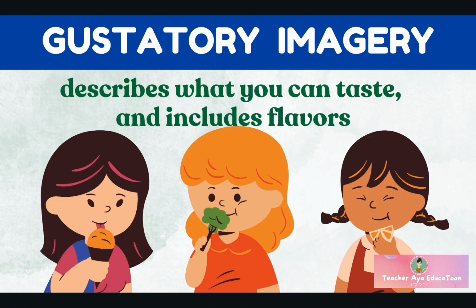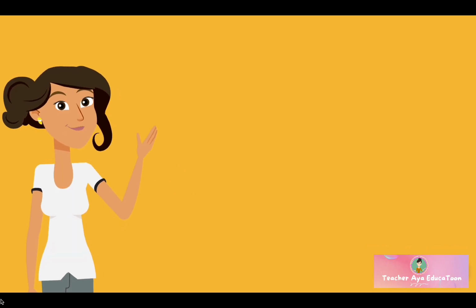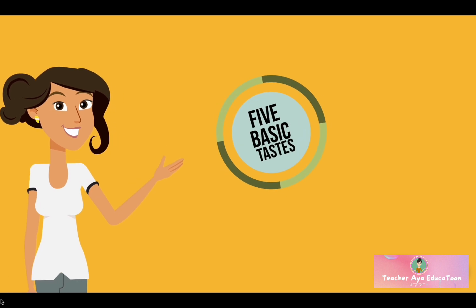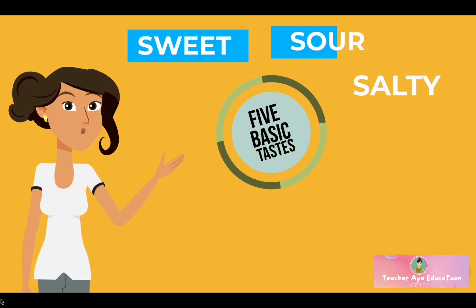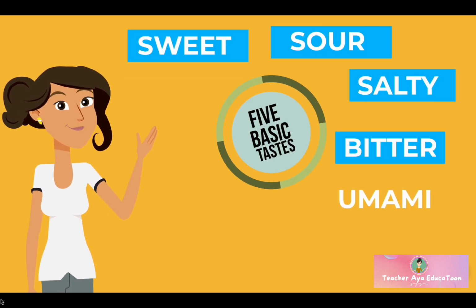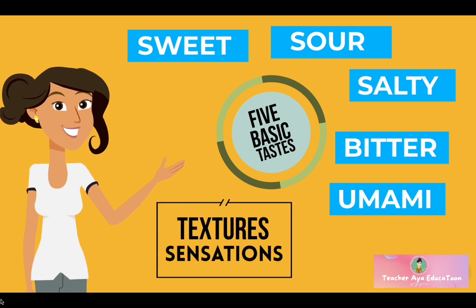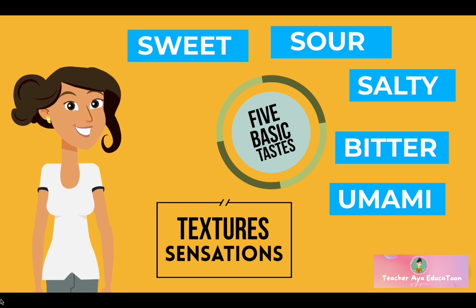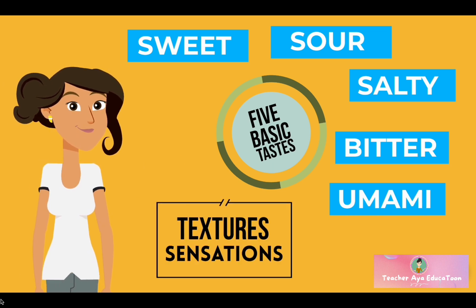Gustatory imagery. This describes what you can taste and includes flavors. This also includes the 5 basic tastes: sweet, sour, salty, bitter, and umami, as well as the textures and sensations tied to the act of eating.